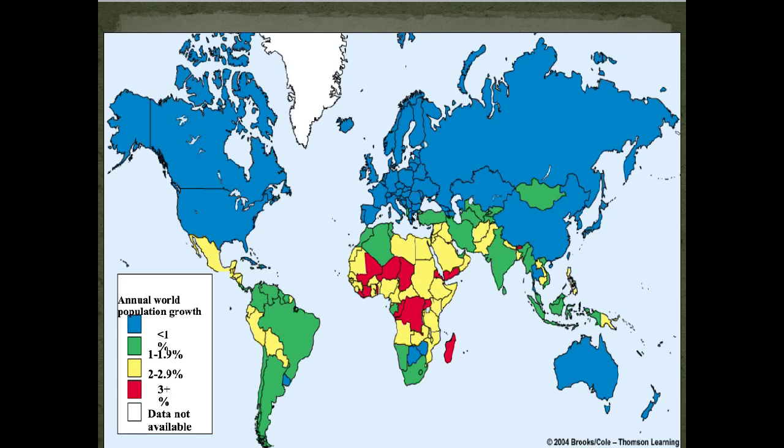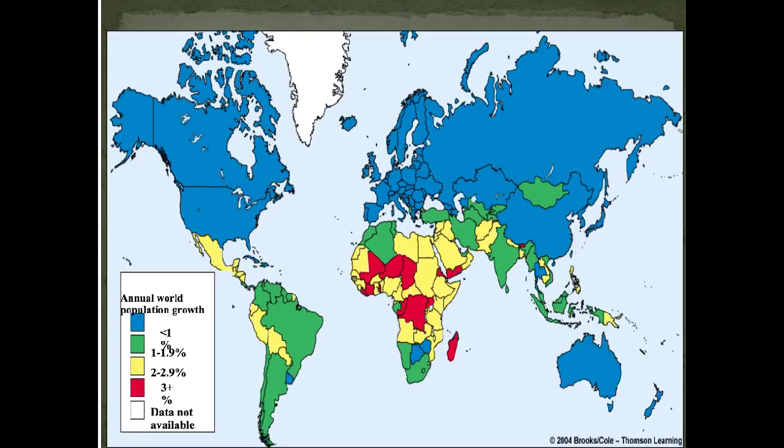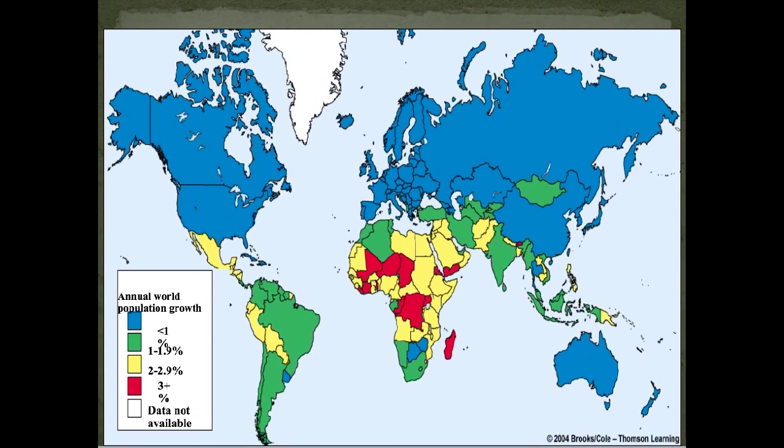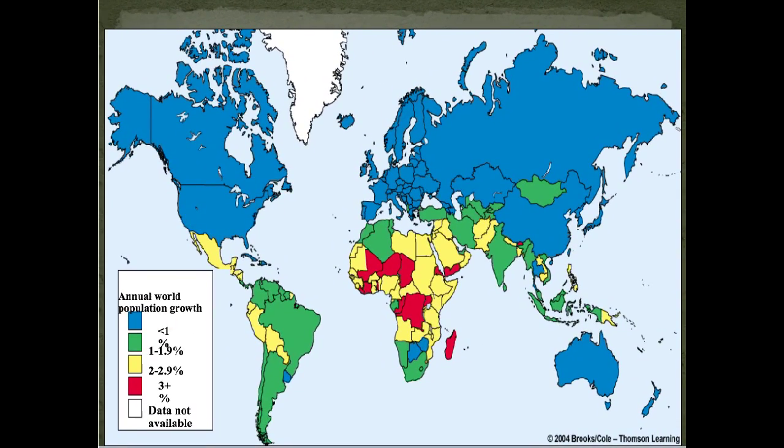This map here is showing the annual population growth. In blue, you can see that it's less than 1%. And if we're looking at population growth, what is the variable? Yeah, we're looking at R.